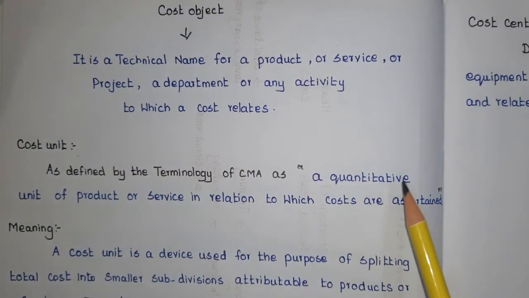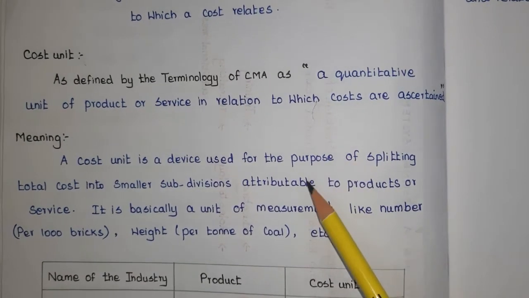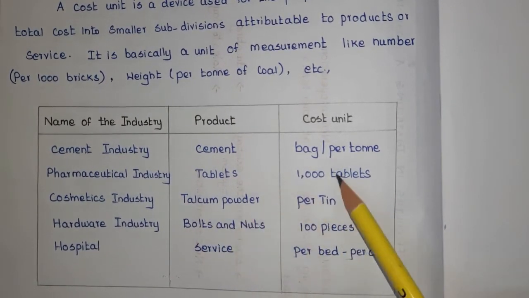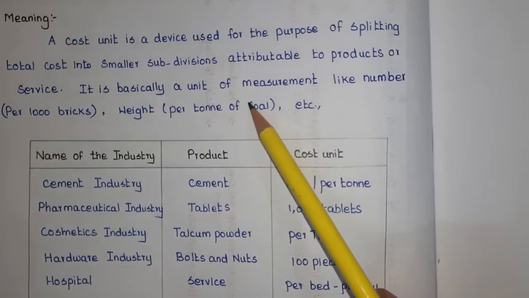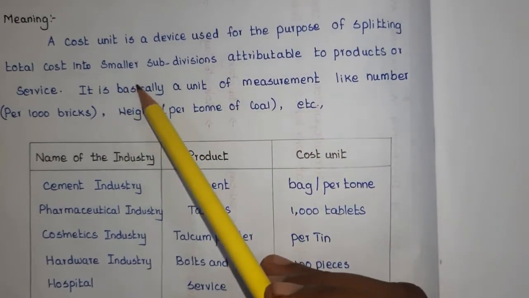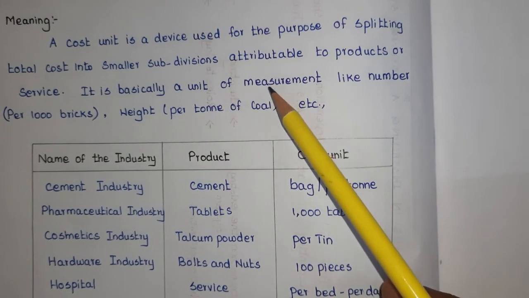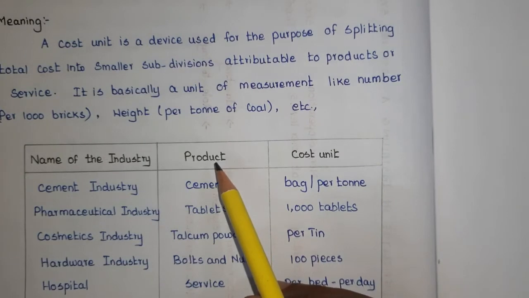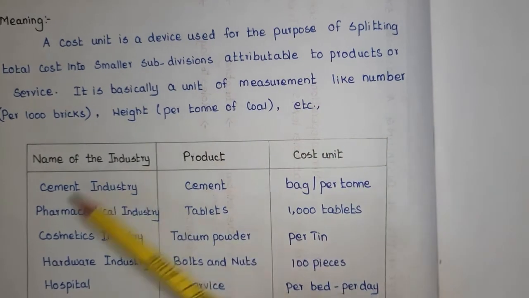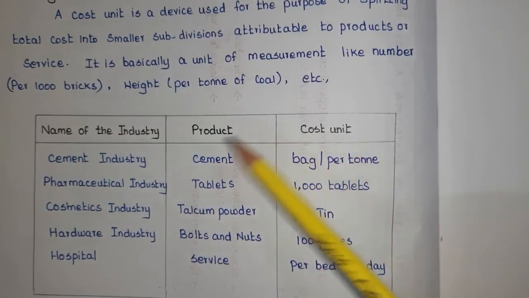This is the definition given by the CMA, and this is the meaning of the cost unit which you can use from your exam point of view. And this is the table of the cost units adopted by different types of industry. Usually the cost unit is a device that is used for the purpose of splitting the total cost into smaller subdivisions attributable to a product or service, so that it can be ascertained and measured. The main purpose of selecting a cost unit is to express cost per such unit. So these are the cost units adopted by different industries, and the name of such industry, product and the cost unit has been given in this tabular column.